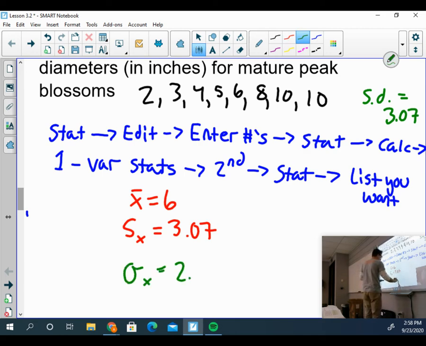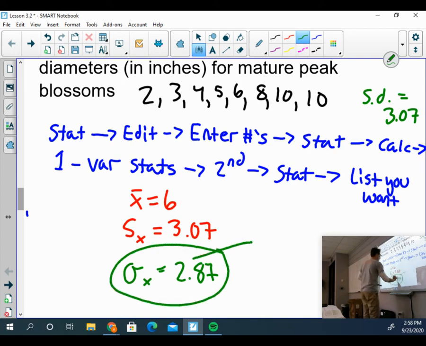Now below you'll see sigma of x. And it's going to be close to that 3.07, but it's a little different. This is your calculator's population standard deviation feature. We will not be using it. When we calculate the standard deviation, we're always going to calculate the samples. So make sure you choose S of x. But this is how we find standard deviation in the calculator.